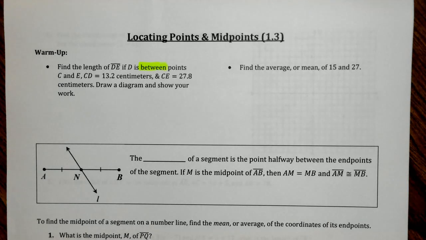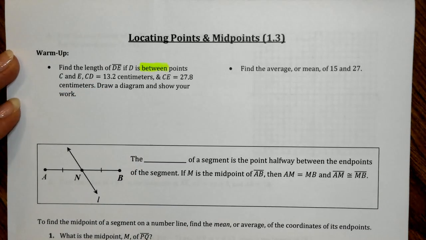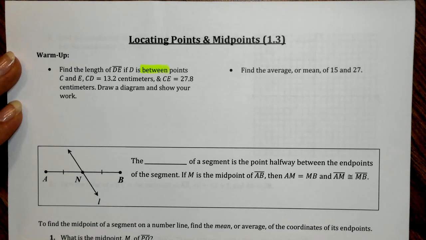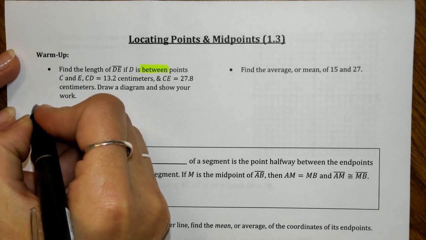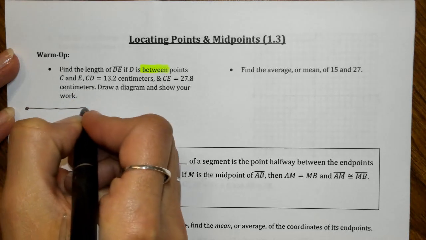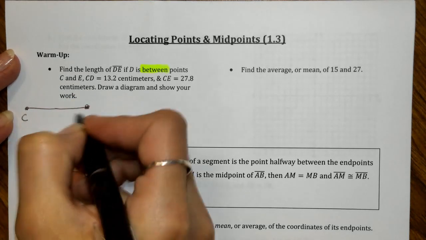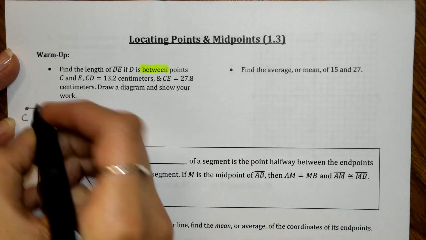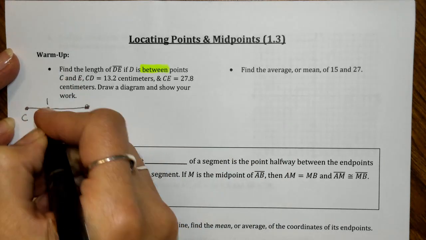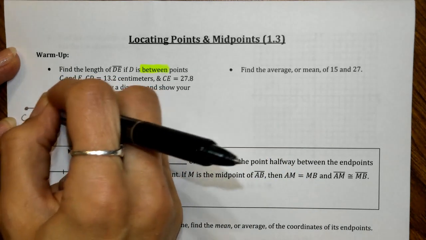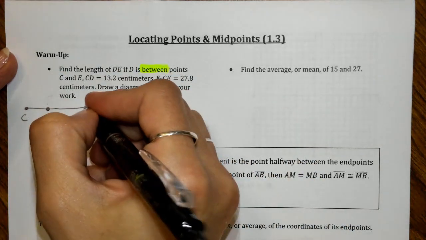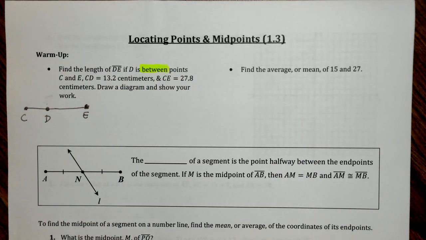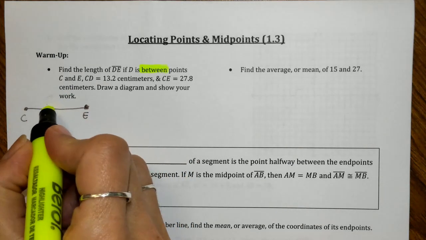Find the length of segment DE, if D is between points C and E. I'm going to go through this quickly because this is a review. I do highly encourage that you pause, try this on your own, and then resume to see if we got the correct answer. So here, D is going to be between C and E. I've got my endpoints C and E. D is somewhere between. I would say, mark it where it's obviously not in the middle. And then we will be finding DE, this length right here.